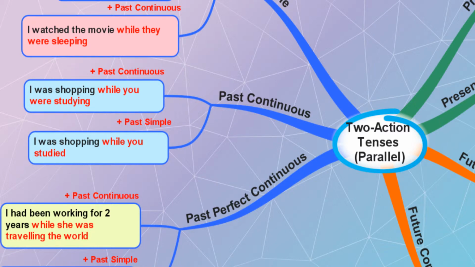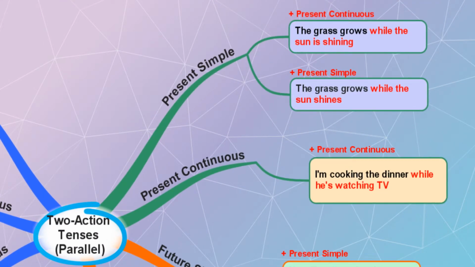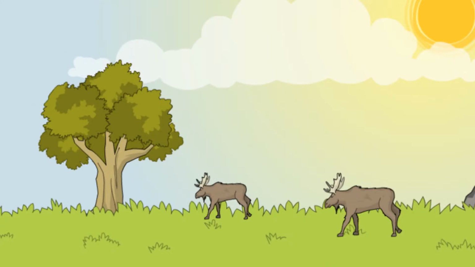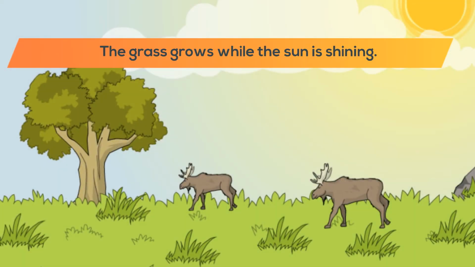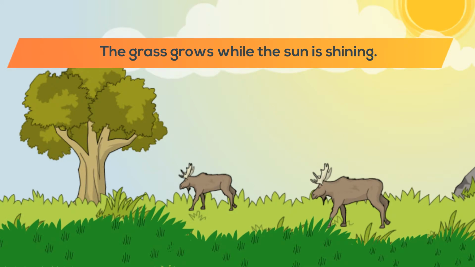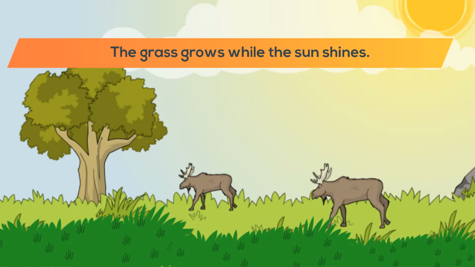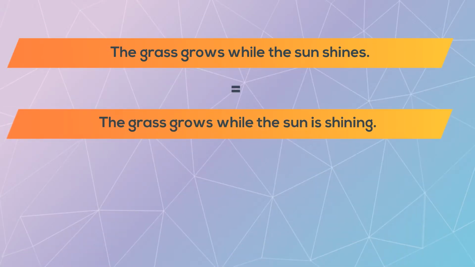In some cases, we have a choice of which tense to use for the second clause of the sentence. For example, with the present simple, you can use present simple or present continuous to make the second part of the sentence. So you can say, the grass grows while the sun is shining, or the grass grows while the sun shines. They both mean exactly the same thing.